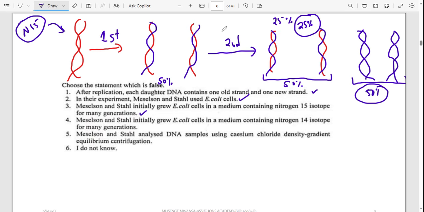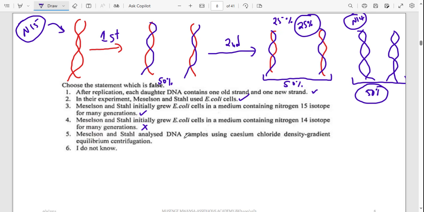And then the blue, the new medium in which we are growing the E. coli, is representing nitrogen 14. Michelson and Starr initially grew E. coli in medium containing nitrogen 14 isotope for many generations. That's not true. That was second, not initially.